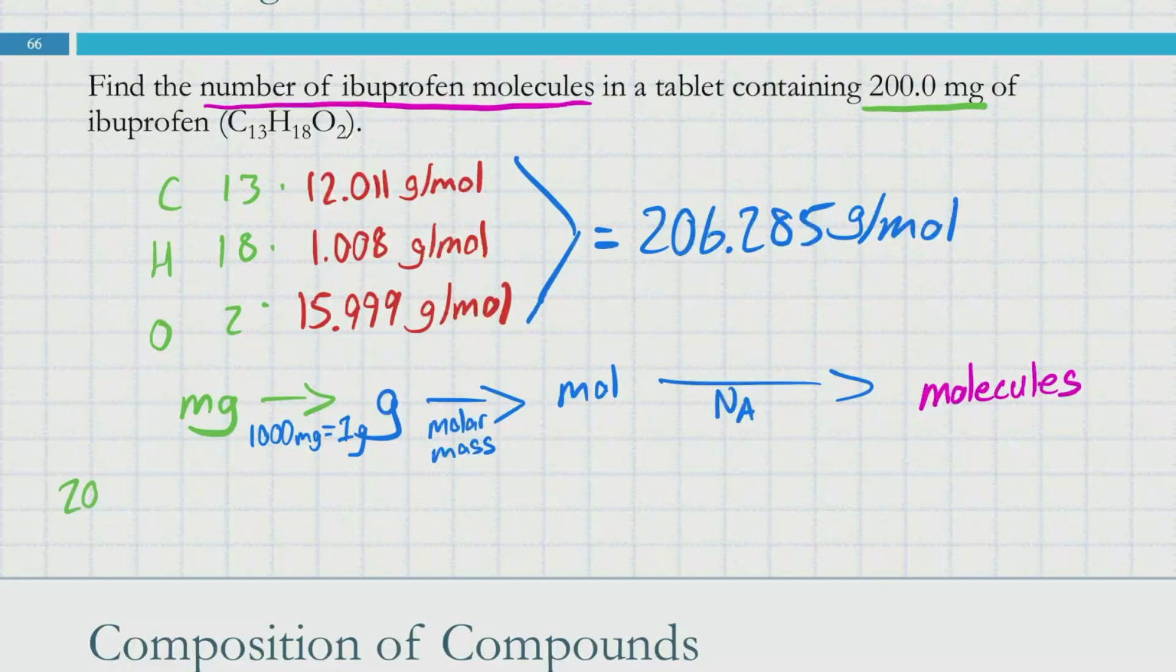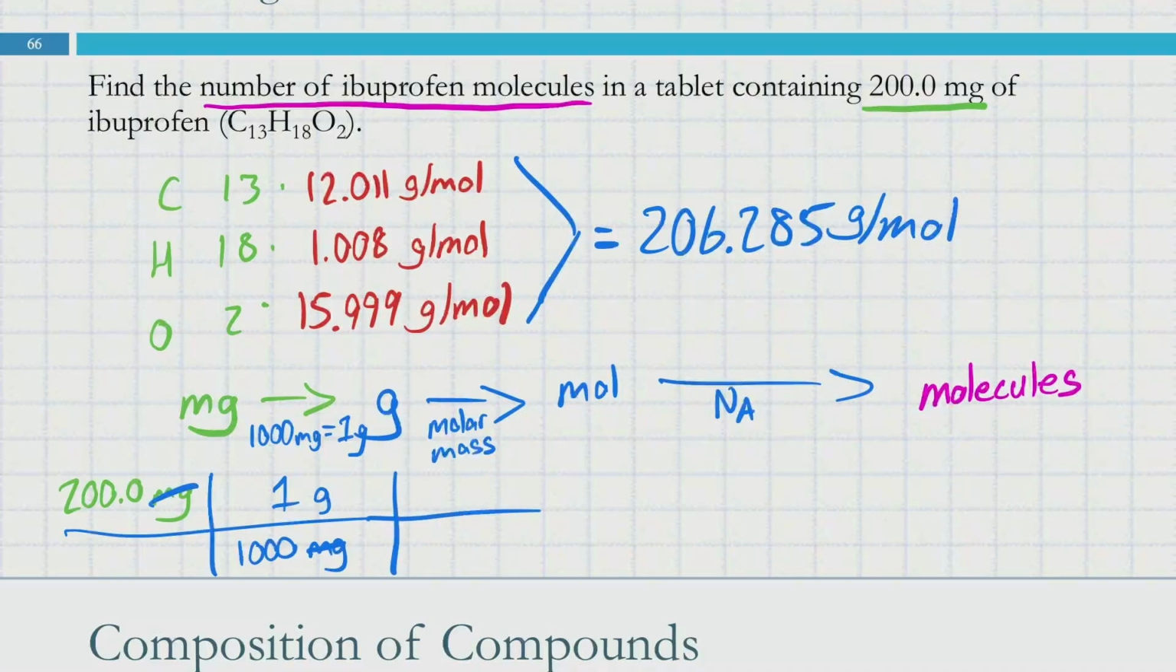So starting with 200.0 milligrams, there's 1,000 milligrams in 1 gram. The milligrams part goes on the bottom, so the units cancel. Now we've got grams. We need to get to moles. Are we going to multiply or divide by our molar mass? The grams part is on the top in our molar mass. We have grams on the top, so we need to divide. We put the number part and the grams on the bottom, so that our grams cancel.